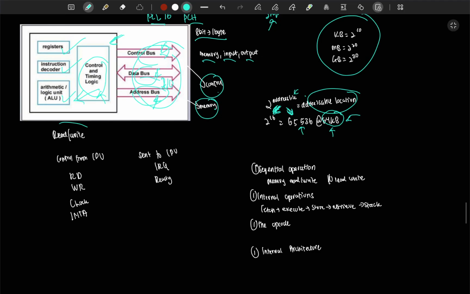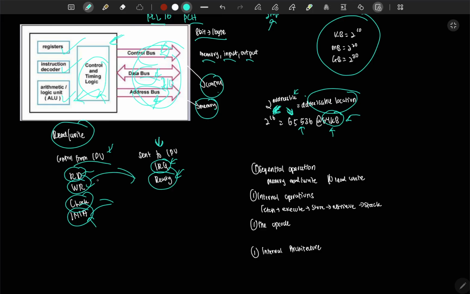Okay, then we have a read or write operation, and the operations are divided into control signals from the CPU and signals sent to the CPU. The control signals from the CPU are read, write, clock, and interrupt acknowledge, which we call INTA. The ones sent to the CPU are interrupt request and ready. So if a peripheral device is connected, the peripheral will tell the CPU that the device is ready, or it would send an interrupt request. Interrupt acknowledge means, okay, I acknowledge your request, so the CPU tells them, you can read, you can write, the clock is on. This is something that's given to the CPU.